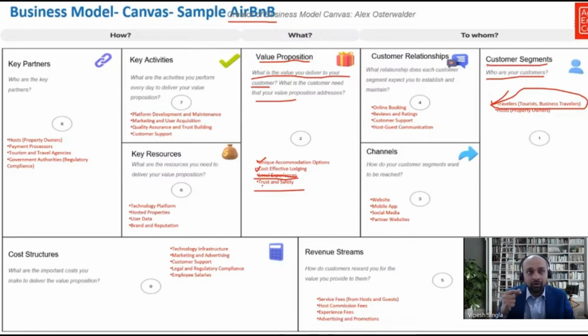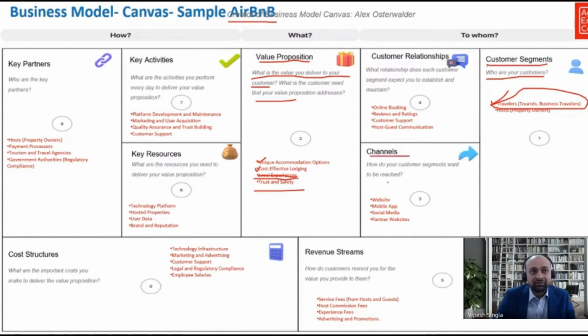So how they achieve this trust and safety is by allocating various ratings to the tourist as well as the host, right? So using this 5-star rating method, they help in building that trust in the community. Okay, so this is the value proposition. Then let's go to the third.